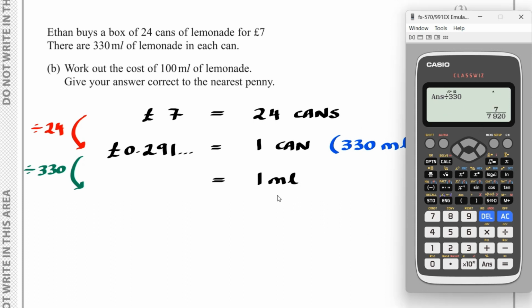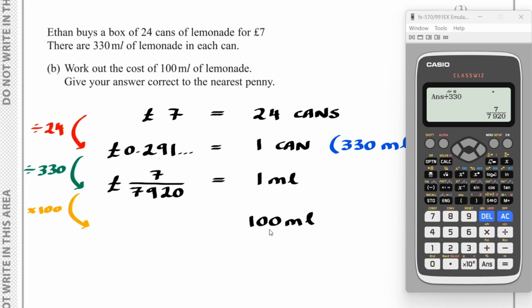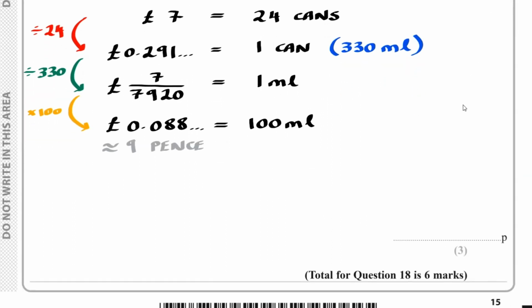1 millilitre costs 7 over 7,920 pounds. So I want to find out the cost of 100 millilitres. If I multiply by 100, I get 0.0088, etc. pounds. And if I times this by 100, I get 8.83, etc. pence. So that's approximately 9 pence.